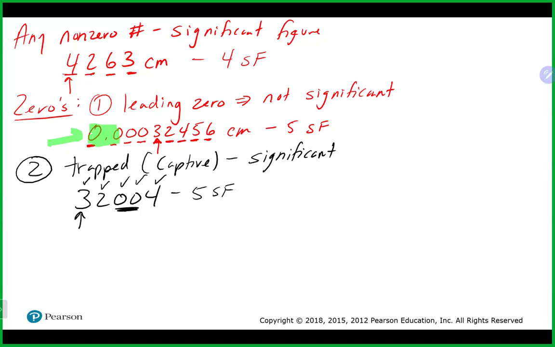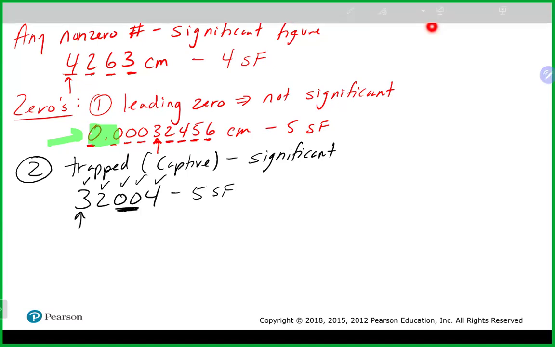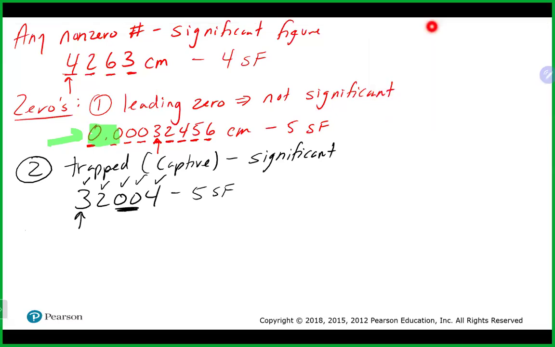Questions on that one there? All right, that brings us to the last zero, and that is usually the one that gives people a little bit of issues. These are sometimes referred to as trailing zeros, and a trailing zero may or may not be significant.